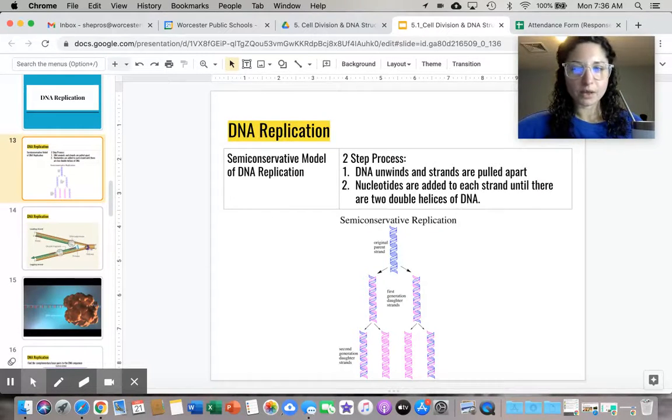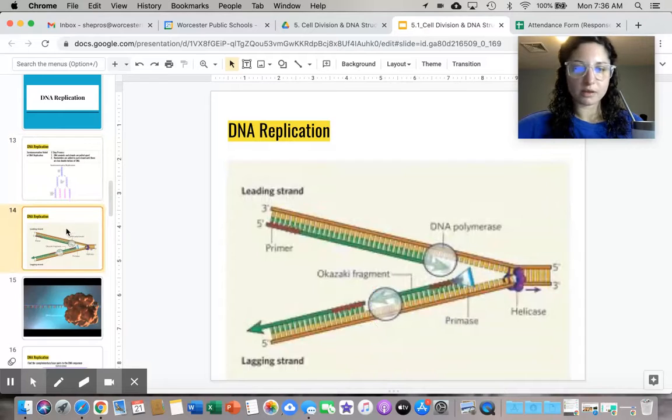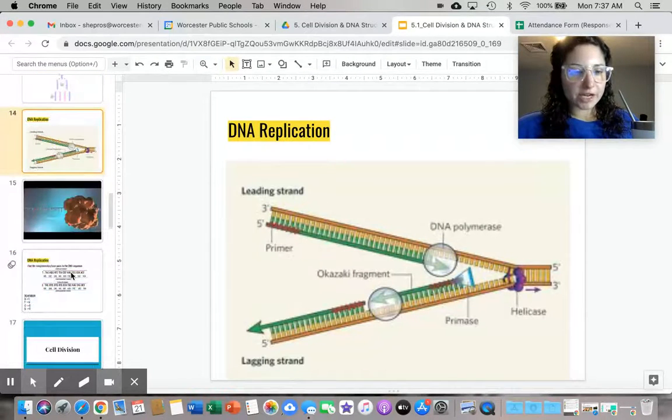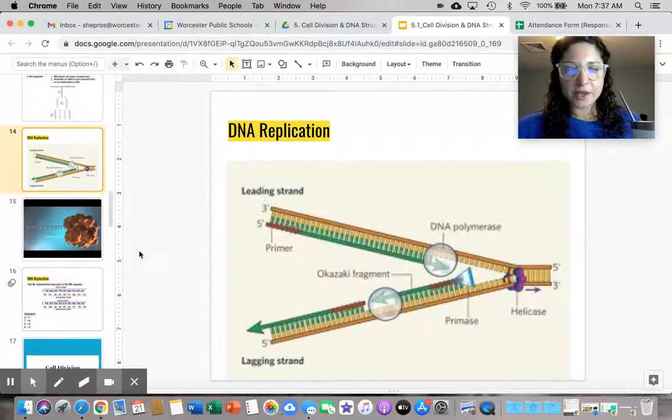Now, that's sort of the basic gist of how DNA replicates itself. We are going to have to go into more detail of how this process actually happens. So that's what this diagram is showing us right here. And I do have a video to show what this looks like afterwards as well.